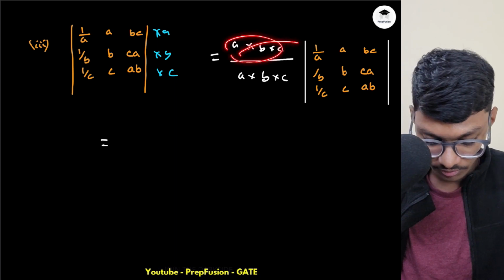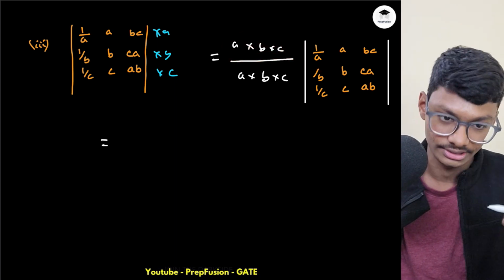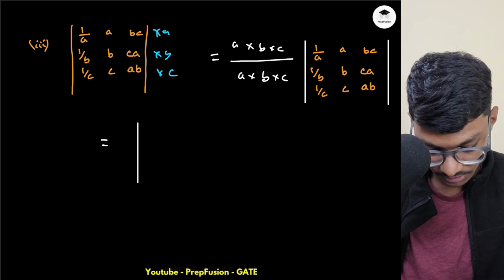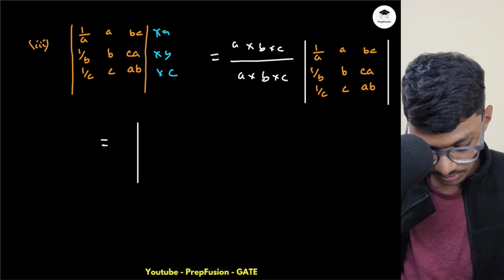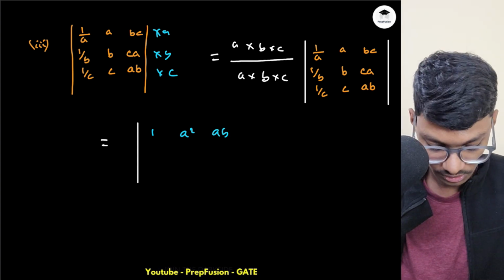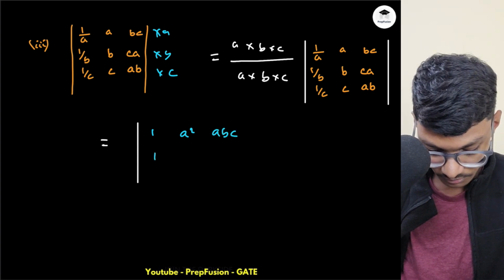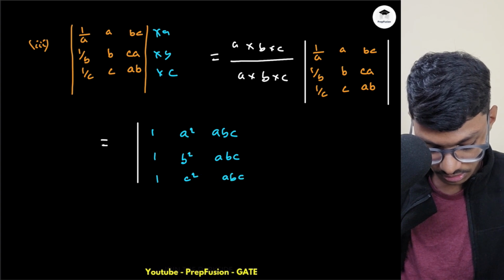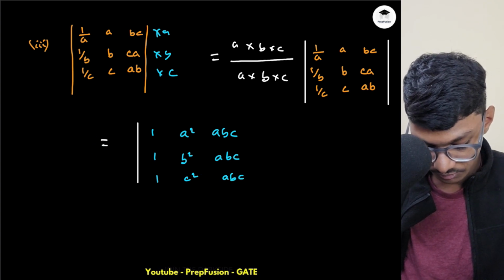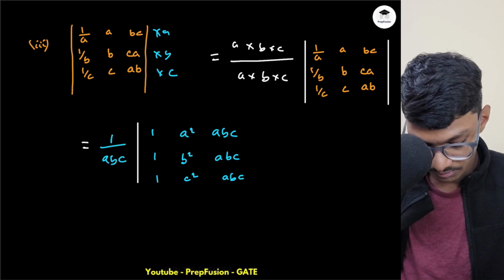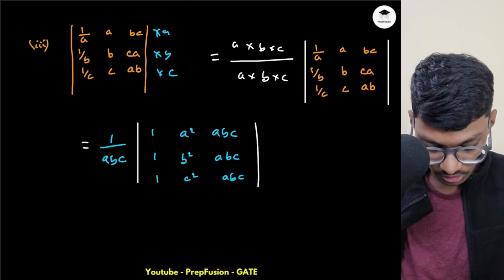So now I will just take them inside, right? If I take them inside, this will become, so this is 1 by b, so this will become 1, and this will become a square. I'm just multiplying a with the first row, a square abc, this will become 1 b square abc again, and this will become 1 c square abc. Okay, what do we observe here? In the denominator we have abc. 1 by abc is present obviously to make the determinant the same, else the determinant will change. Now what can we do?